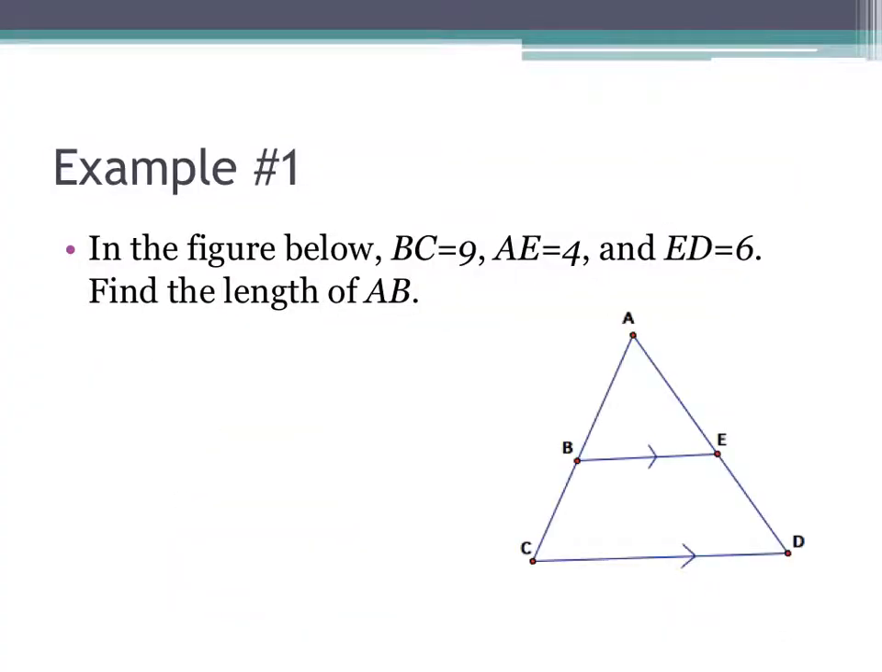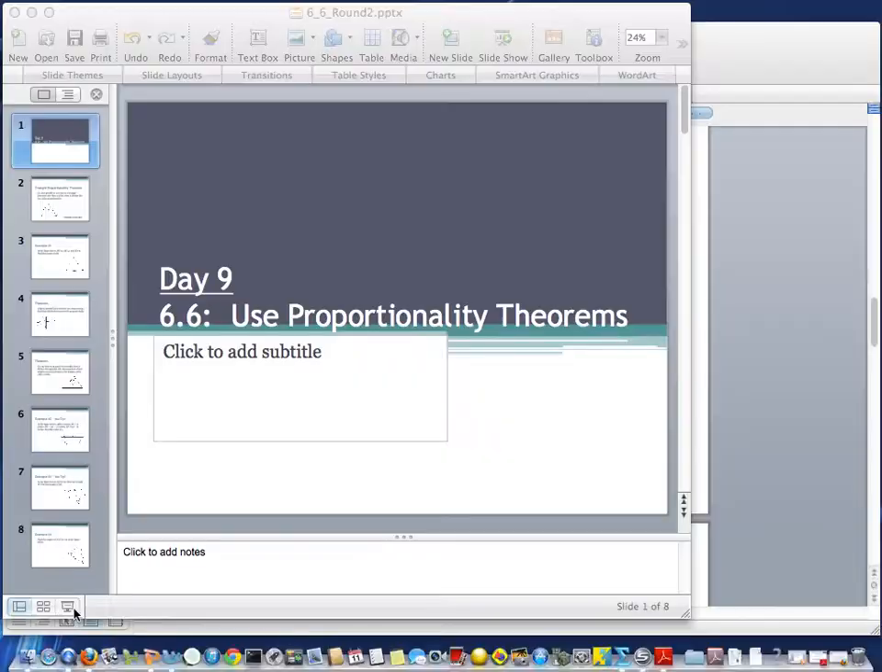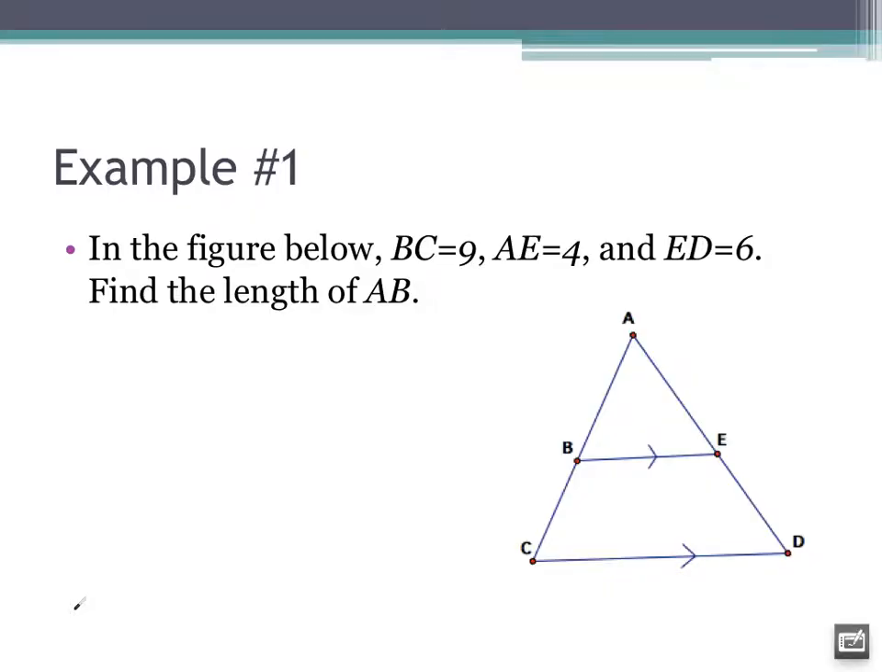Example number 1 goes off of that same figure. It gives us some information. It says in the figure below, BC is 9. So I'm going to label all this. AE is 4. ED is 6. Find the length of AB. First thing, I want to write the proportion. So AB over BC is equal to AE over ED.